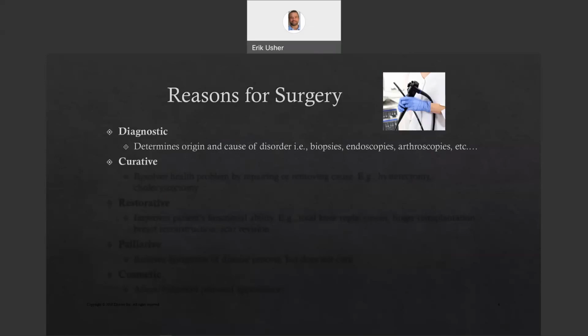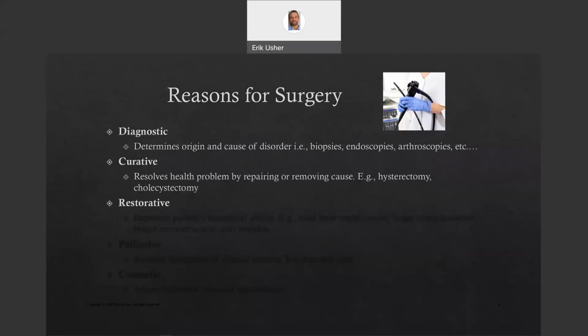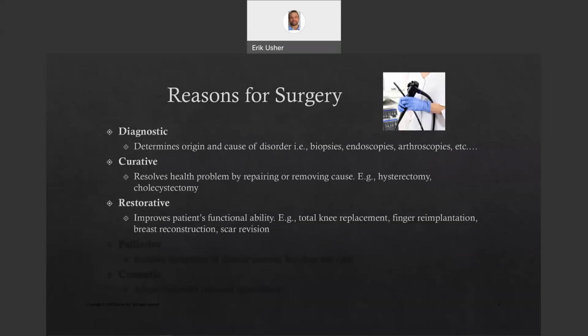Could be curative. That's where there's a health problem and we can remove it and resolve that health problem. That could be a hysterectomy, a cholecystectomy, anything that removes that underlying pathologic problem, an anatomical organ. It could be restorative in nature, and that just improves the patient's functional ability. So a total knee replacement, they can't walk. So it's restorative.